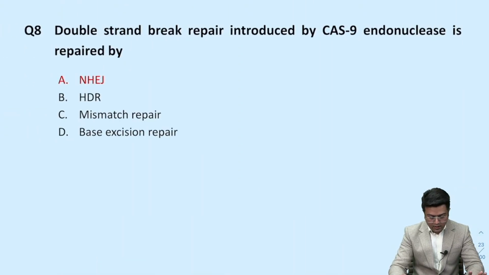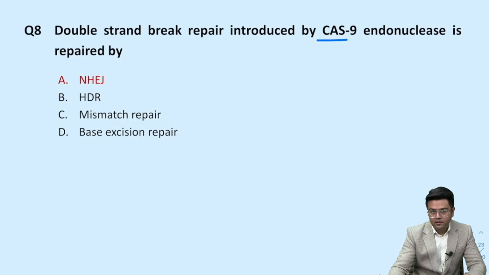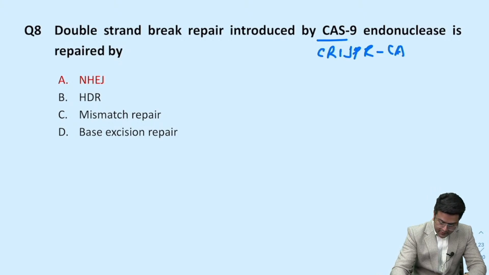Okay, fine. So guys, this is again a disease of what? Nucleotide excision repair, that is trichothiodystrophy. Now, double strand breaks introduced by the Cas9 endonuclease are repaired by. So guys, this question has been asked several times, right? So Cas9 means we are talking about CRISPR Cas9.